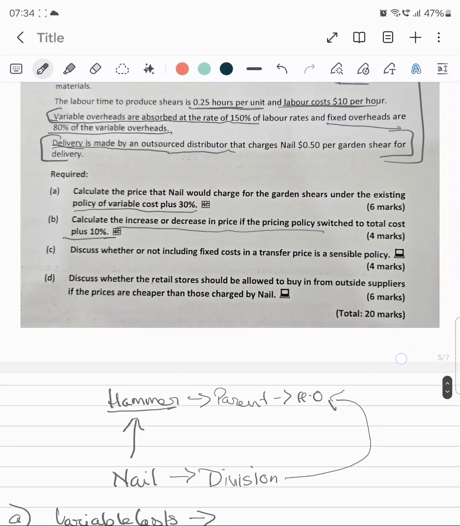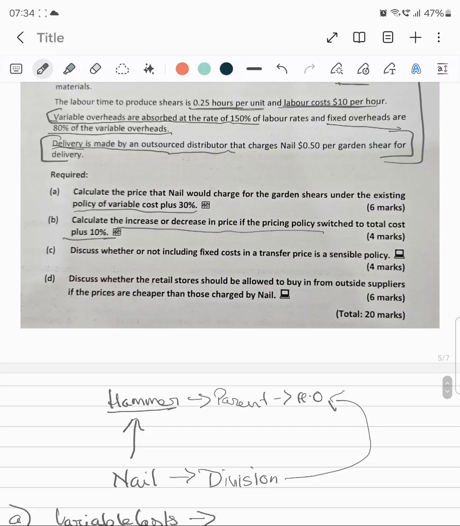So now we have to discuss whether or not including fixed cost in a transfer price is sensible. Okay, let's read it out. As far as the manufacturer is concerned, including fixed costs in the transfer price will have the advantage of covering all the costs incurred. So in theory, this would generate a profit for the division. So in a sense, the manufacturer is reducing the risk in their division.